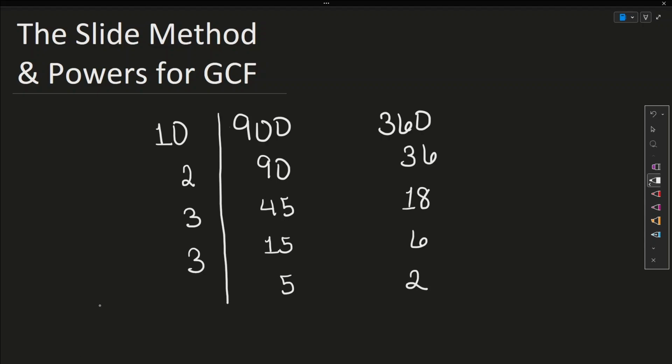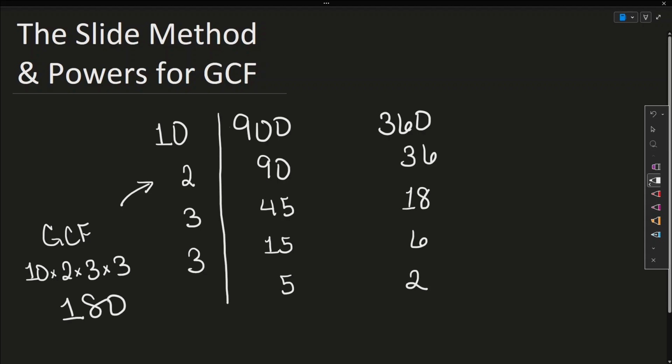So to find our GCF, we actually multiply the first column. So our GCF here will be 10 times 2 times 3 times 3, which is 180. So the GCF of 900 and 360 is 180.